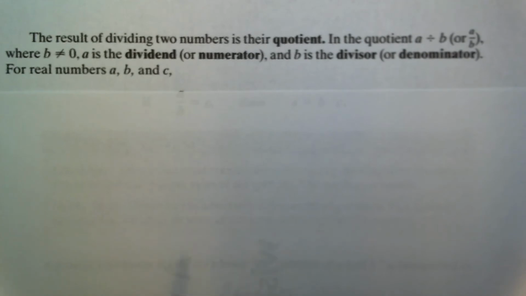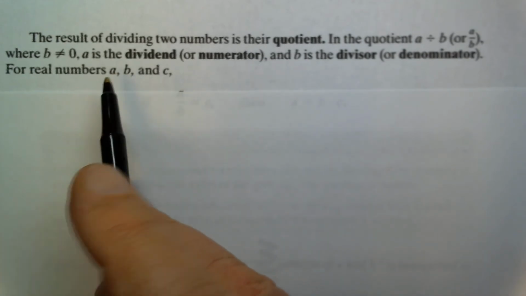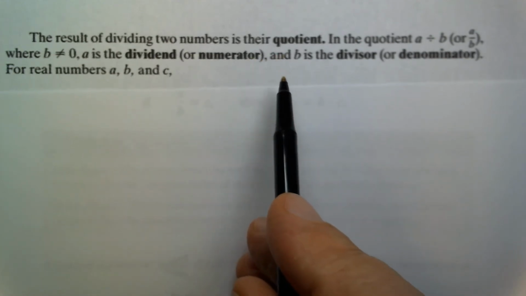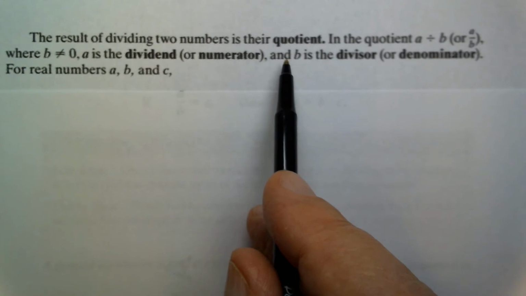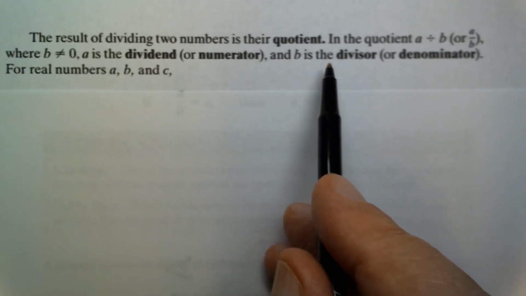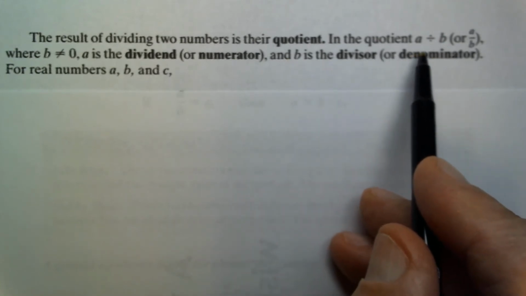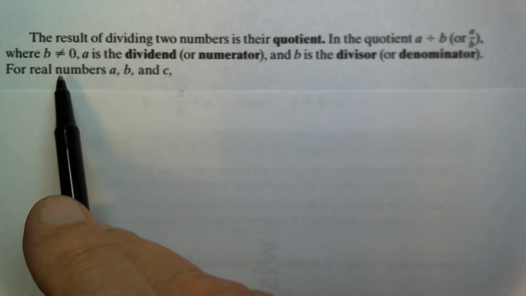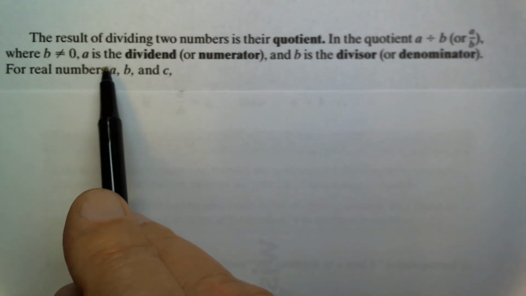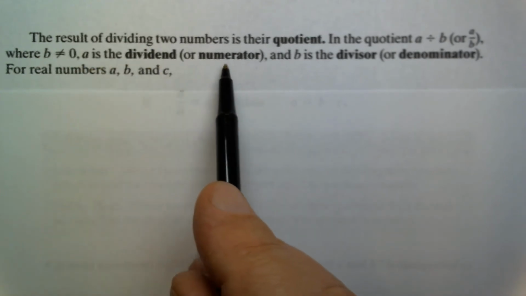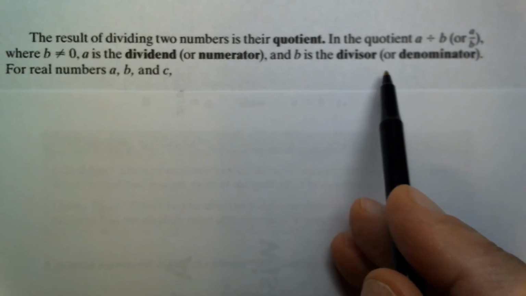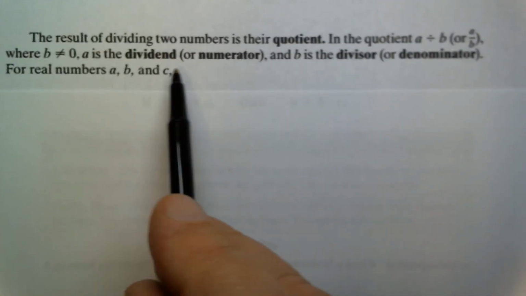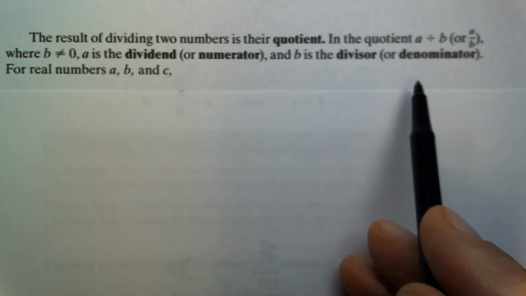Next, we'll be talking about dividing two numbers, and so the result of dividing two numbers is their quotient. So whenever you hear the word quotient, it means we are talking about dividing two quantities. In the quotient A divided by B, or written with a fraction bar, A over B, where B is not equal to 0, A is the dividend, or numerator, and B is the divisor, or the denominator. You're probably more familiar with numerator and denominator, but dividend and divisor are very common as well.